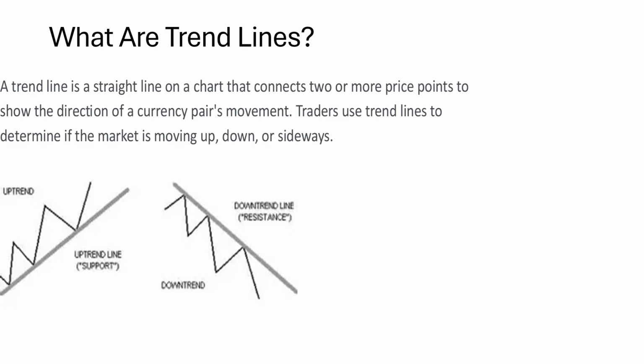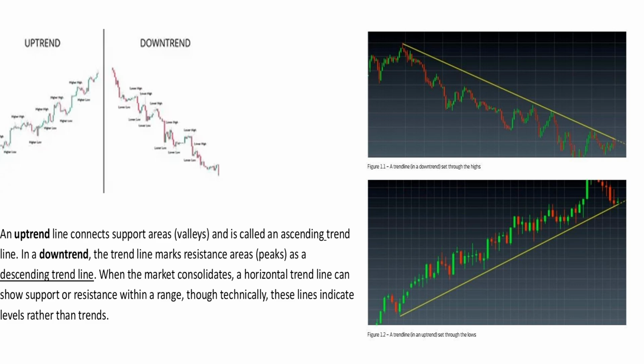Traders use trend lines to determine if the market is moving up, down, or sideways. An uptrend line connects support areas or valleys and is called an ascending trend line. In a downtrend, the trend line marks resistance areas or peaks as a descending trend line. When the market consolidates, a horizontal trend line can show support or resistance within a range, though technically these lines indicate levels rather than trends.